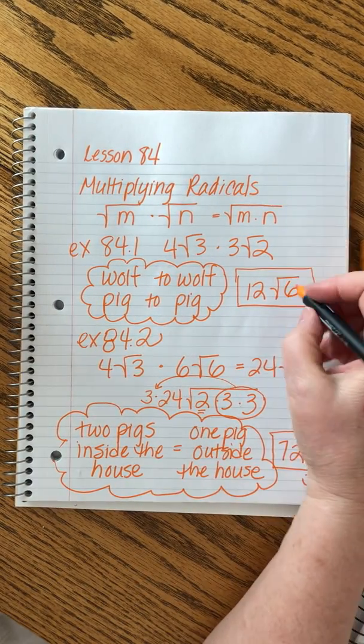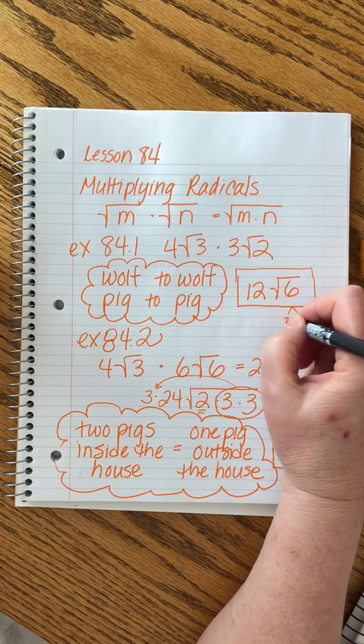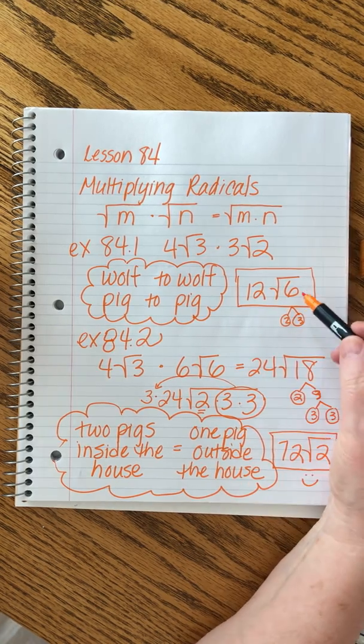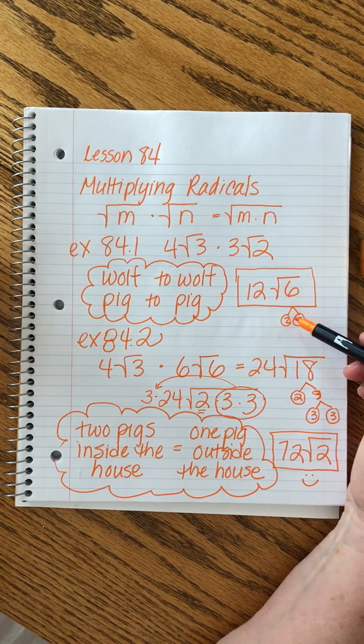Notice up here, we could have said, well, wait, why didn't we simplify this answer? Well, this breaks down into 2 times 3. Again, in order to simplify what's in a radical, break it down into its prime factors so you can see.